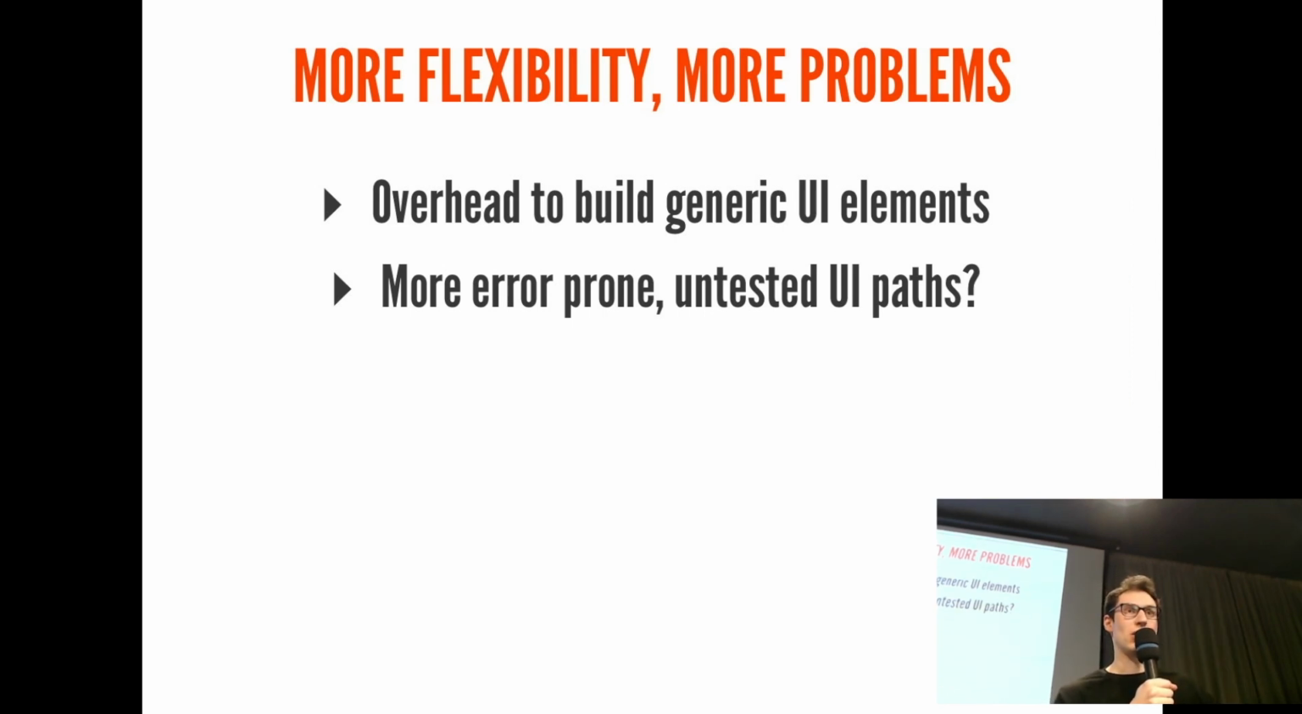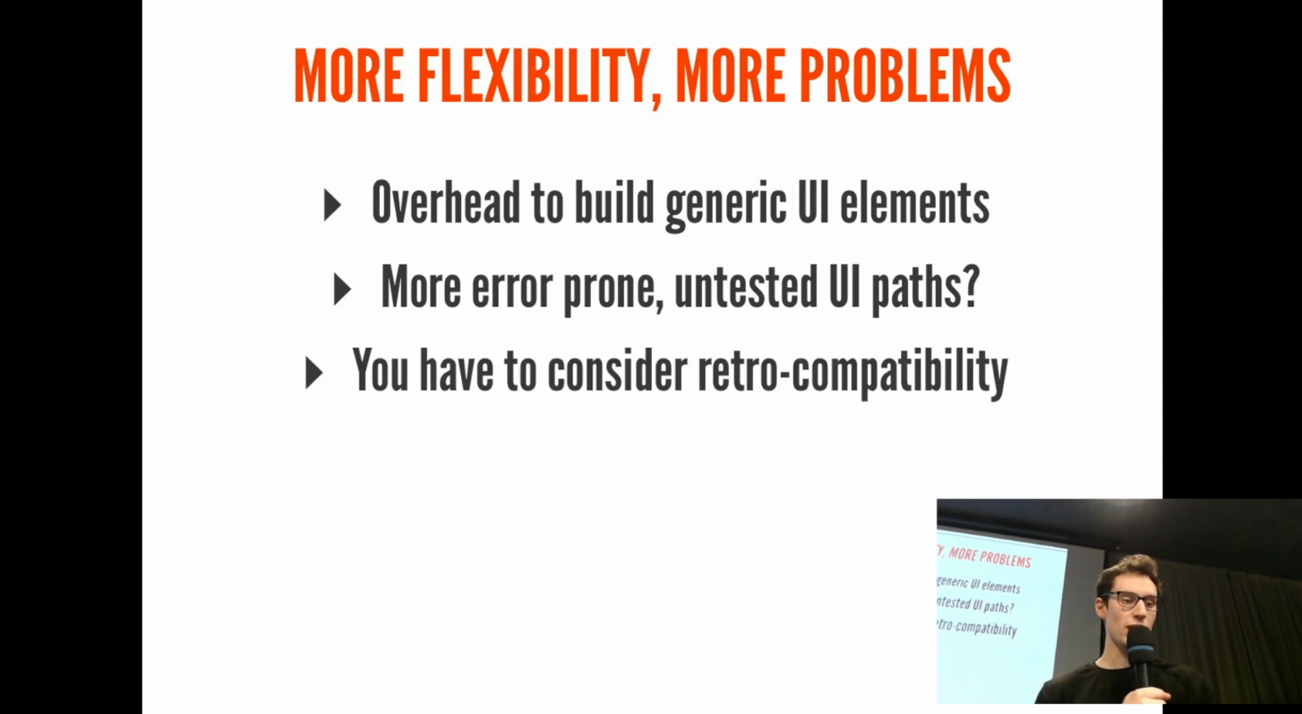So how can you actually test all these possible paths if you are capable of rendering arbitrary UI elements? It's almost impossible to do that. And in general, I think it's clear that it's more error prone than a classic static approach.